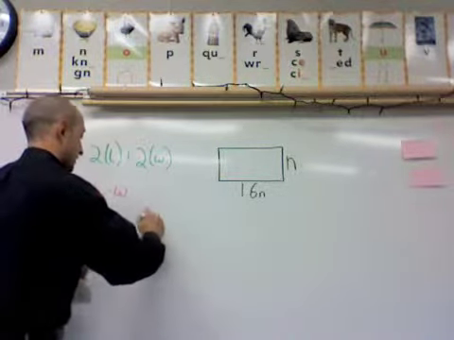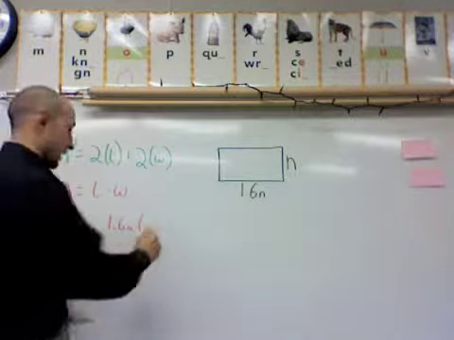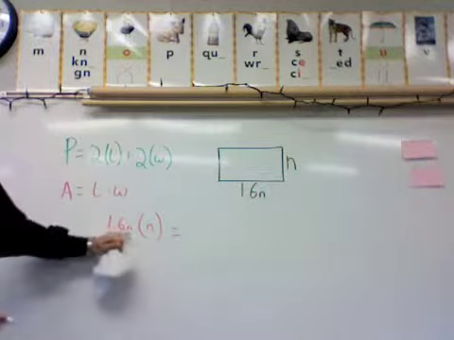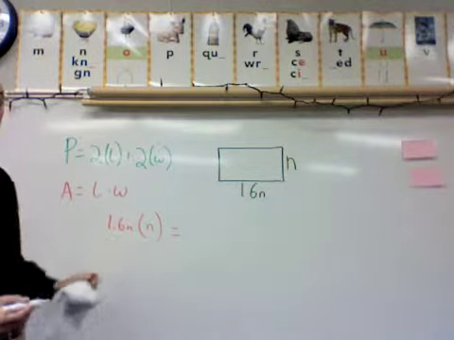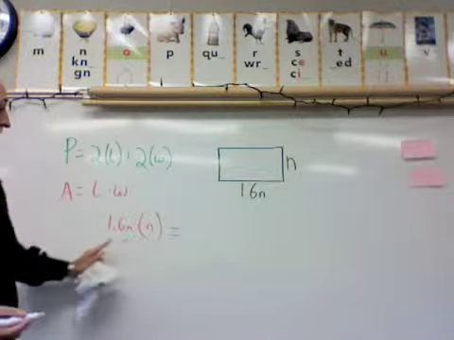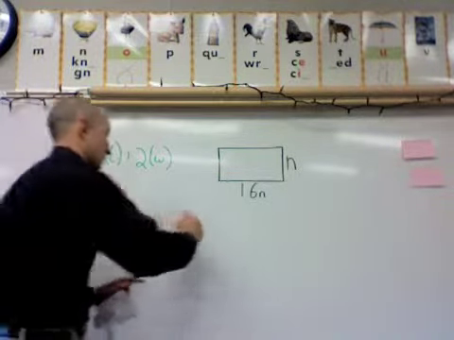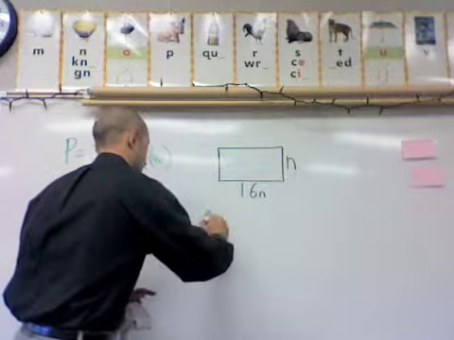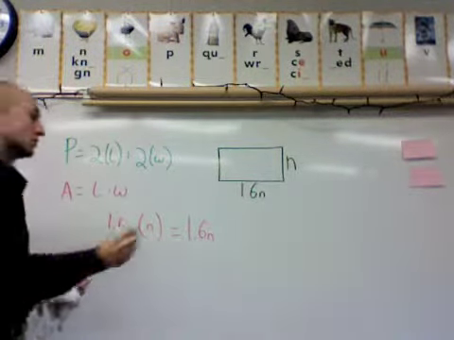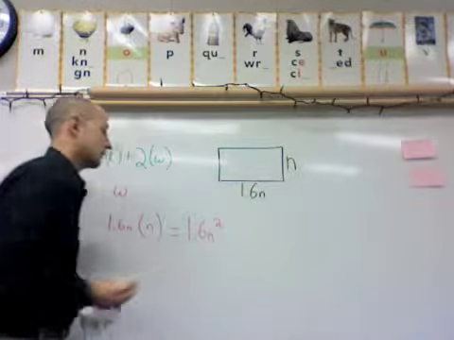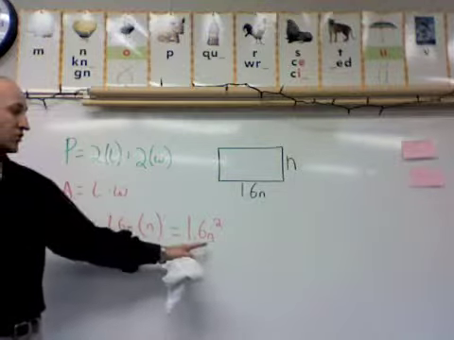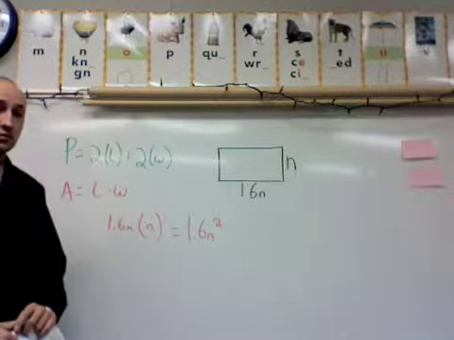So I end up with 1.6n, and I want to multiply it by n. Well, I have the same variable here, n and n, but no numbers to put together. So it's basically the same as saying 1 times 1.6n, which will give me 1.6n. But since it's the area, we always have to square our answer. So the area for this rectangle then would be 1.6n squared.